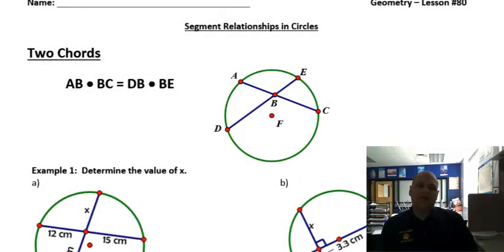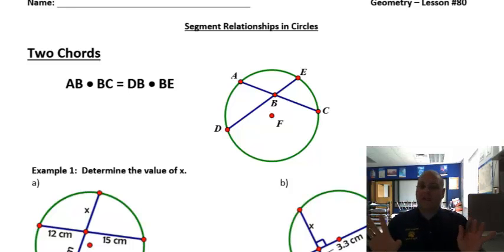All right, now lesson 80. We're going to look at segment relationships in circles. That's going to be chords, tangents, and secant lines and segments. Okay, we're going to start off with two chords.